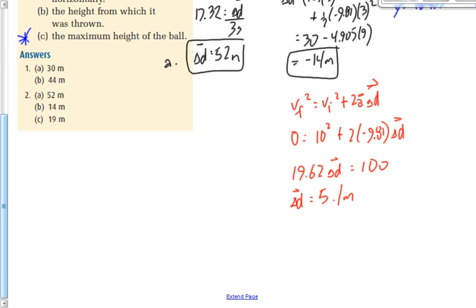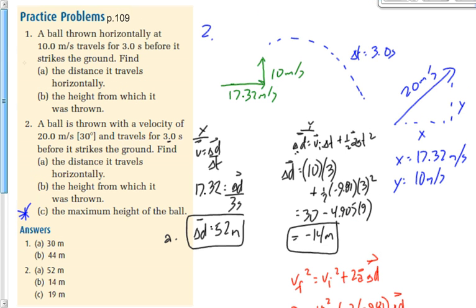Good. So what we're saying here is that Sam just found this. We already had this: the height from which it was launched, right? So if we add the 5.1 to the 14 meters, that gives us the maximum height, right? The maximum height is 5.1 meters above where it started. And then you got to add to it the height from which it started, the 14 meters. Does that make sense?